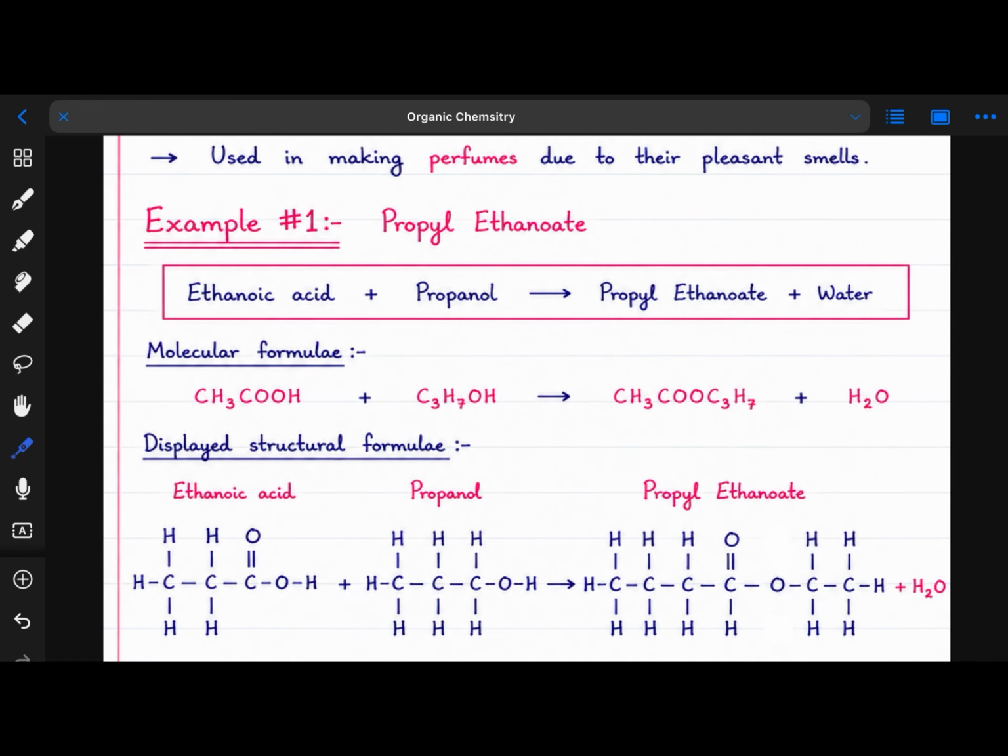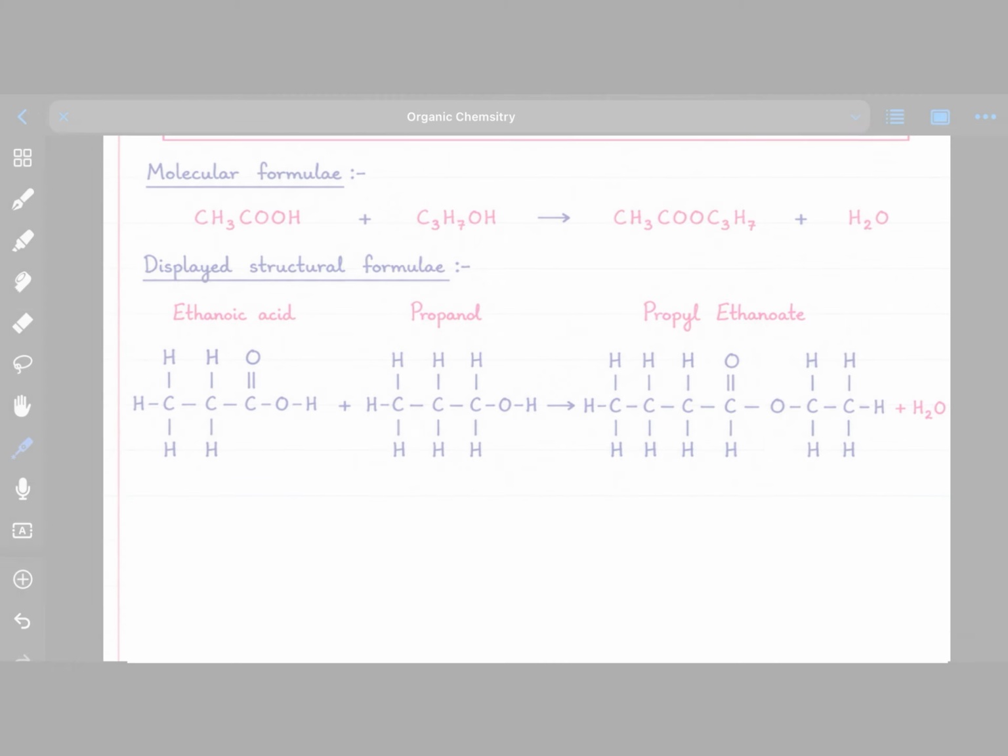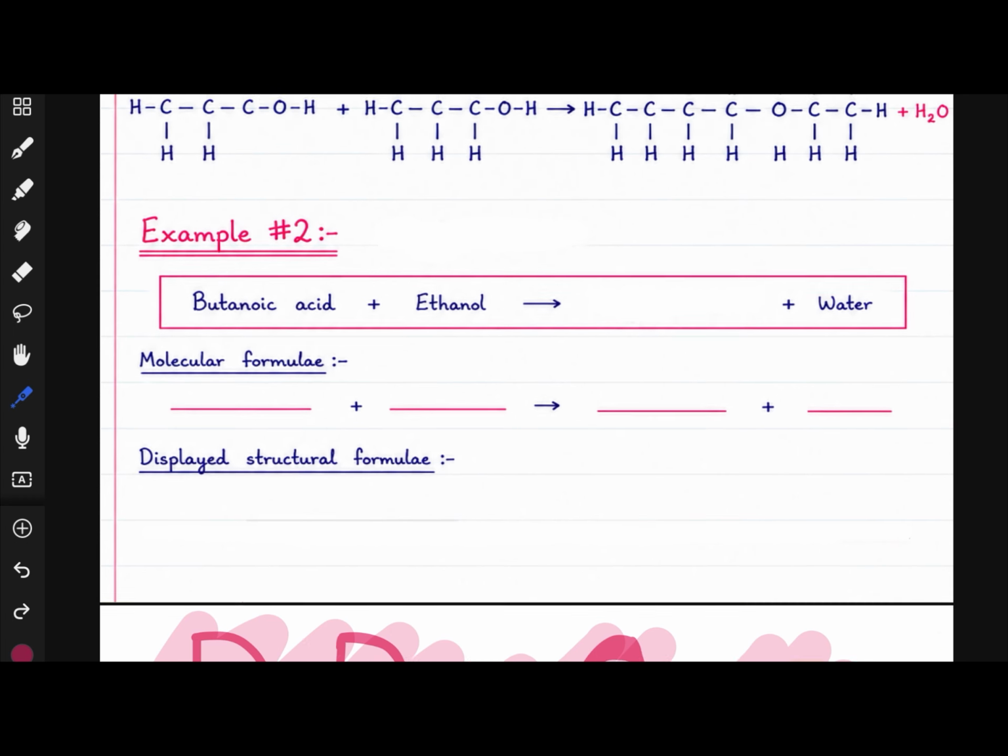In this reaction, ethanoic acid reacts with propanol to form propyl ethanoate and water. And these are the molecular formulas for all the compounds acting in the reaction. And this is the reaction in the displayed structural form. Now let's talk about example number 2. Take a moment on your own to solve this example. Pause the video right now, and when you're ready, resume it to see the solution.